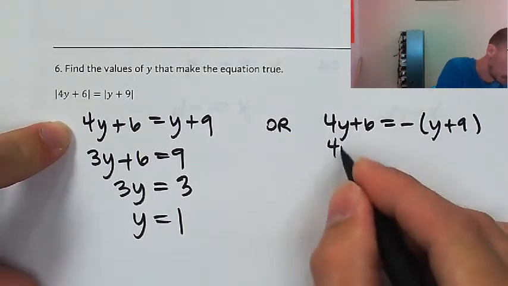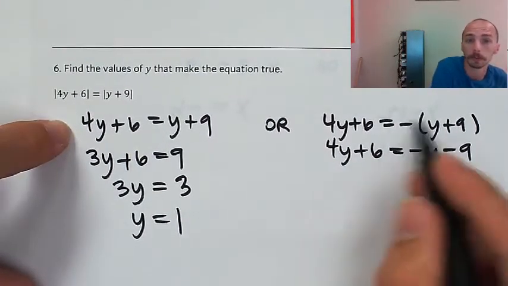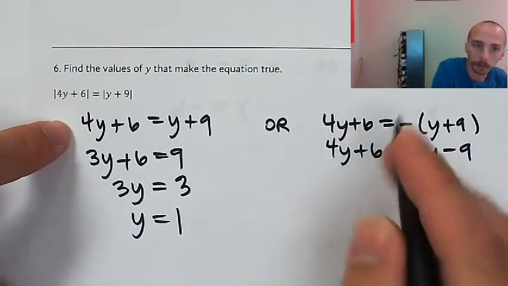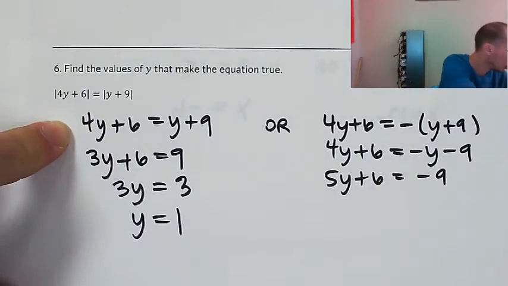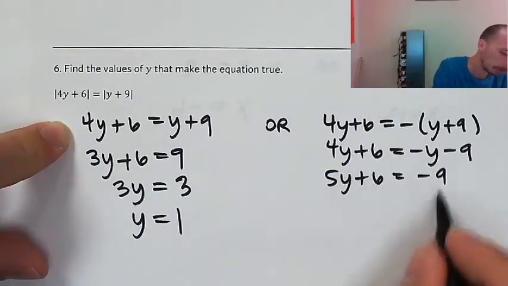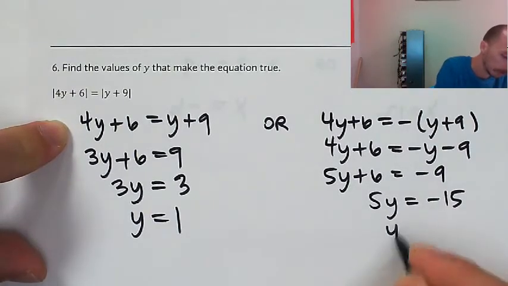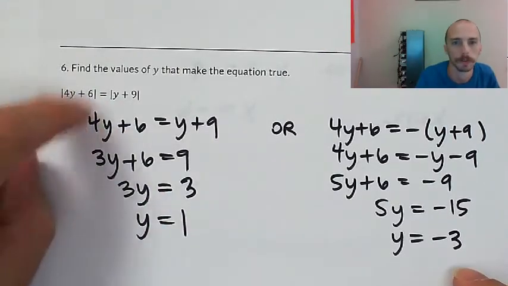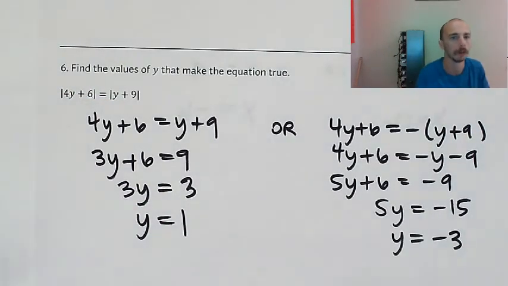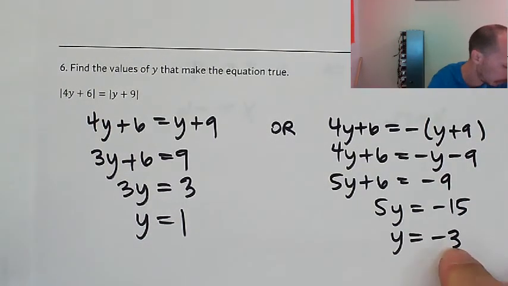Okay, over here I'd have 4y plus 6 equals negative y minus 9 to distribute the negative to both. And we're going to add a y over here. And then we're going to subtract 6 from both sides and divide by 5. And we've got ourselves 2 answers. Okay, if you want to check these to make sure they work, then you can do that, but I know they're going to work. I'm kind of interested about negative 3.